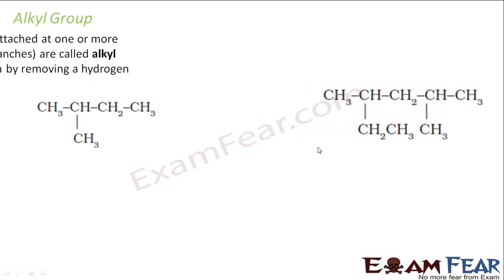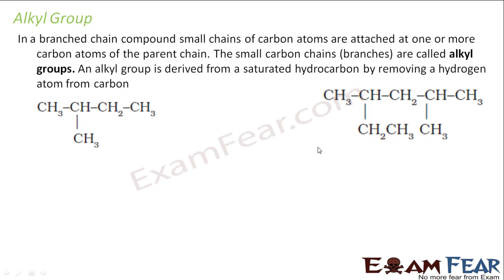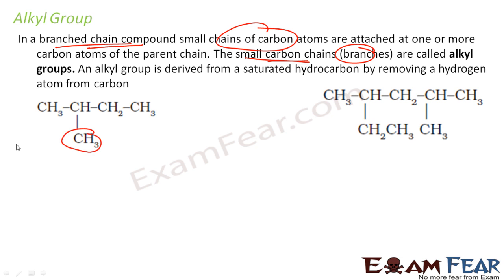Let's understand the alkyl group now before we understand the naming convention of the branch chain. Alkyl groups are nothing but small carbon chain branches. If you see in the branch chain compounds, we have a small chain of carbon attached. For example, in this case, we have this carbon attached. So in this, this is one chain and this is one attached. So these are my alkyl groups. This is my branch chain, and here small chains of carbons are attached. This is a small chain of carbon attached, right? And these are my alkyl groups.